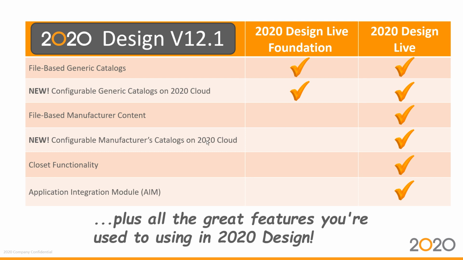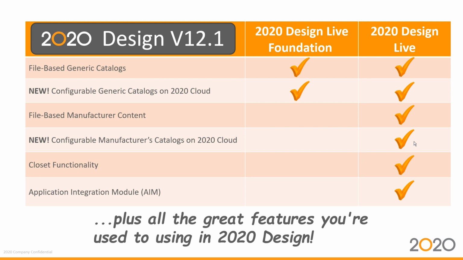You have two editions of 2020 Design Live. If you see my screen here, you have 2020 Live Foundation and the full-blown 2020 Design Live. The Foundation will provide you access to generic catalogs and also cloud generic catalogs, whereas 2020 Design Live will provide you access to file-based manufactured content, whether file-based or even cloud catalog content. You'll be able to access them, configure them, and do all the modifications you require to complete all your projects.